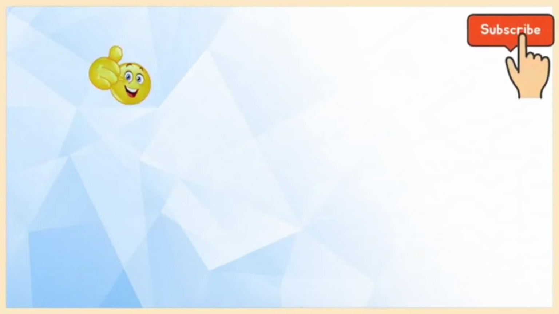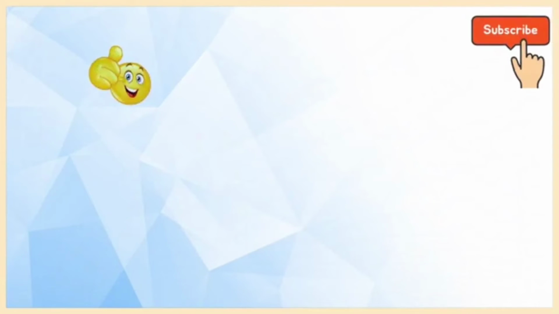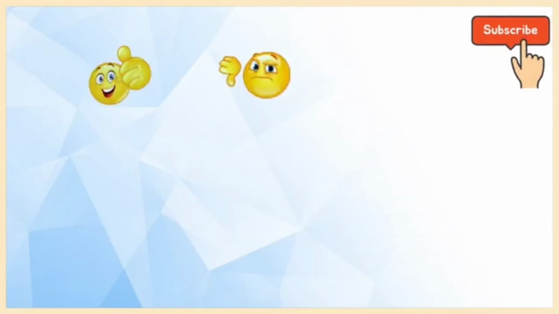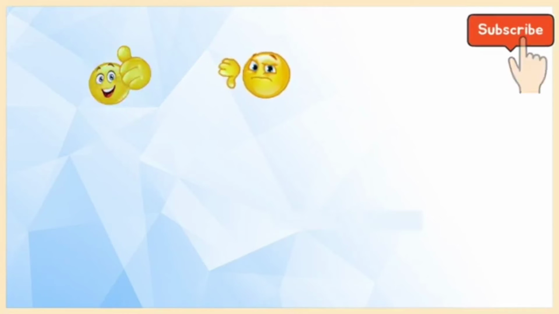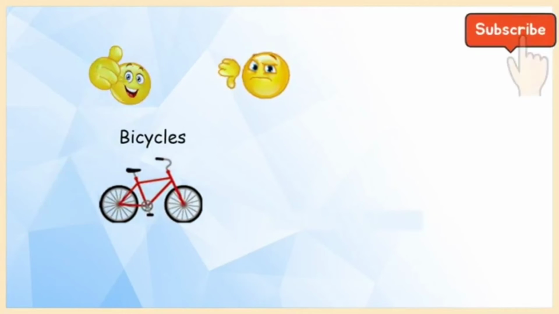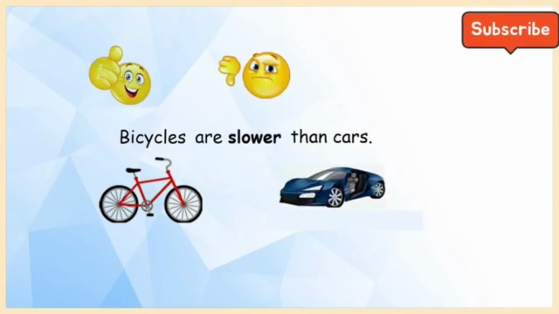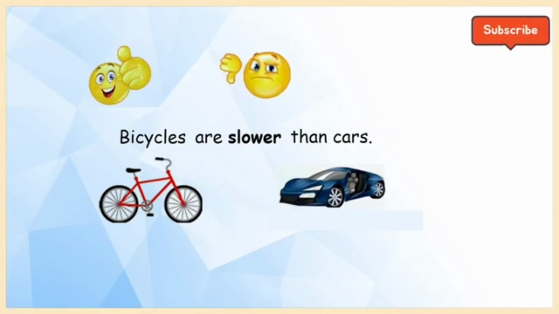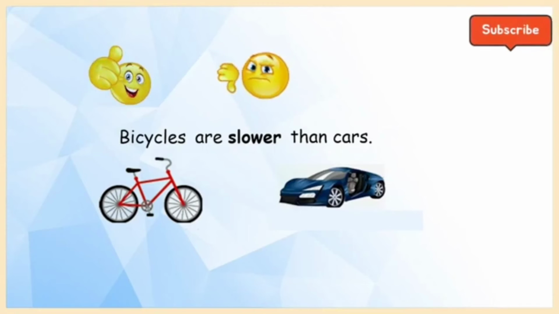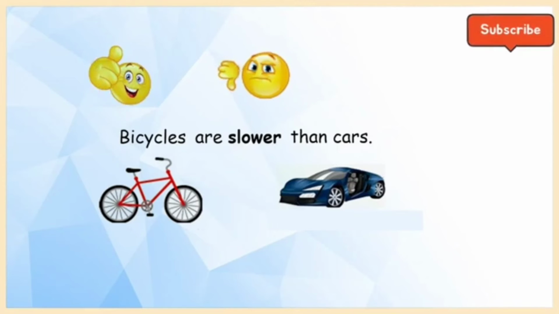Let's try a few items as practice exercise. Make a thumbs up if you think that the degree of adjective is correct. Do the thumbs down if the degree of adjective is incorrect. Here is the first one. Bicycles are slower than cars. If you made a thumbs up, you are correct. We add ER and EST to most one or two syllable words that end in consonants.